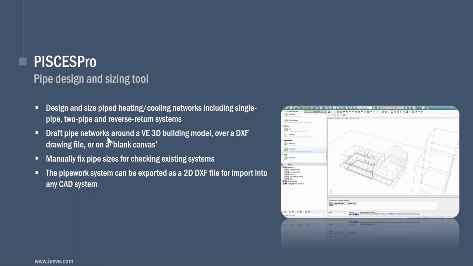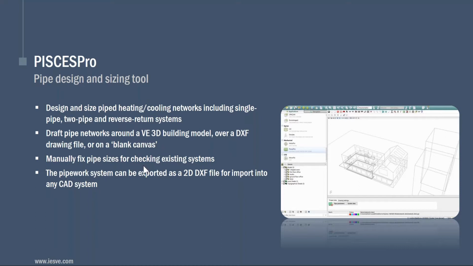So that's why we introduce PiscesPro as one of the modules within the virtual environment, which means that if you are working with a 3D building model, you can use the exact same 3D building model, or if you have a DXF drawing file from CAD software, you can bring that in and trace your pipe networks on top of that. Or you can just start on a blank canvas without necessarily having to consider a 3D model.